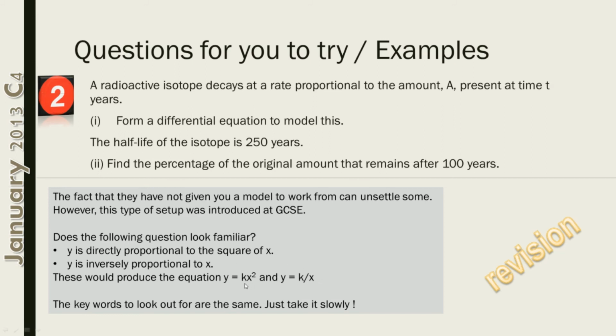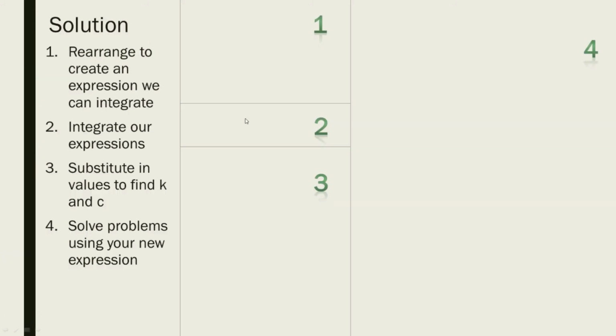And as you'll notice, there's also the use of the k again and again. In this case, it says a radioactive isotope decays at a rate proportional to the amount A. So the rate of change of A with respect to t is directly proportional to A. We're going to rearrange to get an expression so we can integrate, substitute in defined values, and solve problems. So for the first part, we get dA/dt is directly proportional to A, so it's kA. Just like your GCSE questions, when it's directly proportional, it's just k times that variable on the right, A.